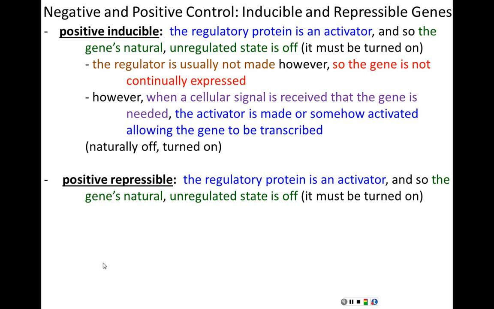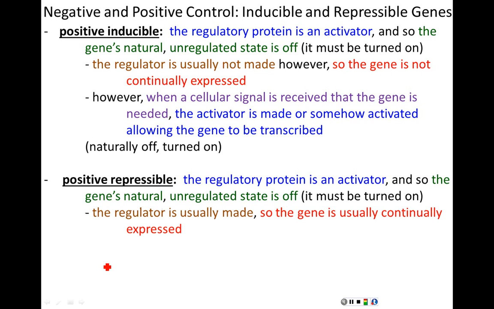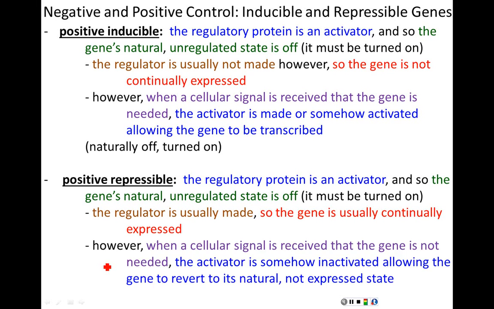Finally, positive repressible. Still we're in positive regulation, so still the default state of the gene is to be off. But repressible means that the cell normally has this operon on and has to make conscious steps to turn the operon off. So if the gene's natural tendency is to be off, but the cell usually keeps it on, that means we still have a regulatory protein that is an activator, but the activator is almost always made and active. So the gene is usually continually expressed regardless of its default state because the activator is always around. But when the cellular signal is received that tells the cell that the operon is no longer needed, the activator is no longer made, and the operon is allowed to revert to its default state, which is off.